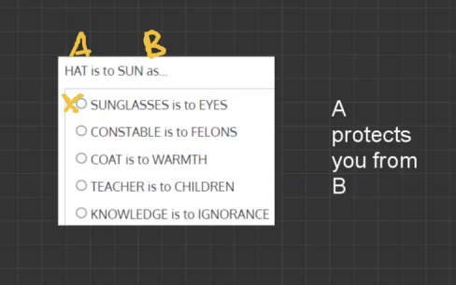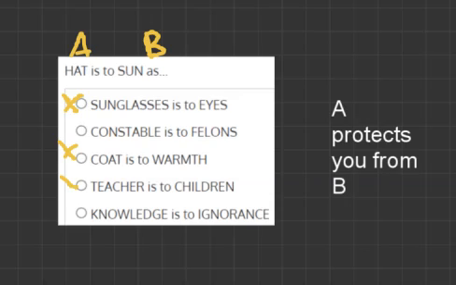The third one, coat is to warmth. Does a coat protect you from the warmth? And the answer is no. A coat protects you from the cold or the rain or something, not the heat. So we'll cross it out. The fourth one, teacher is to children. Do teachers protect you from children? And whilst you could say that teachers forcing kids in school is protecting you from them, it doesn't really fit and we'll take it out.